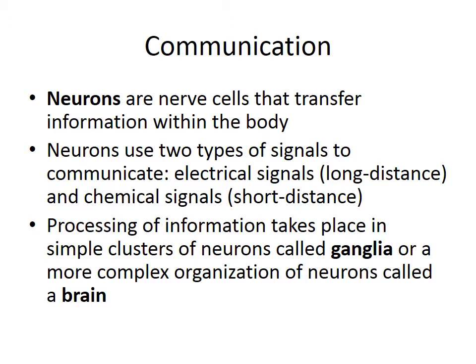Neurons are nerve cells that transfer information within the body. They have a specialized function, and that's all they do. That's all they're used for. Neurons use two types of signals to communicate. One is electrical signals, and those are for long distance. And then there are chemical signals, and those are for short distance. We already looked at the chemical signals previously.